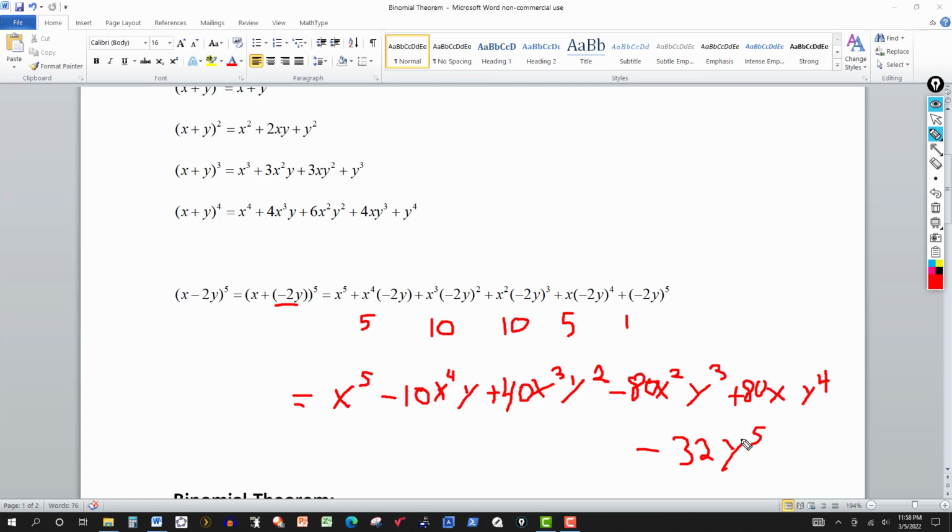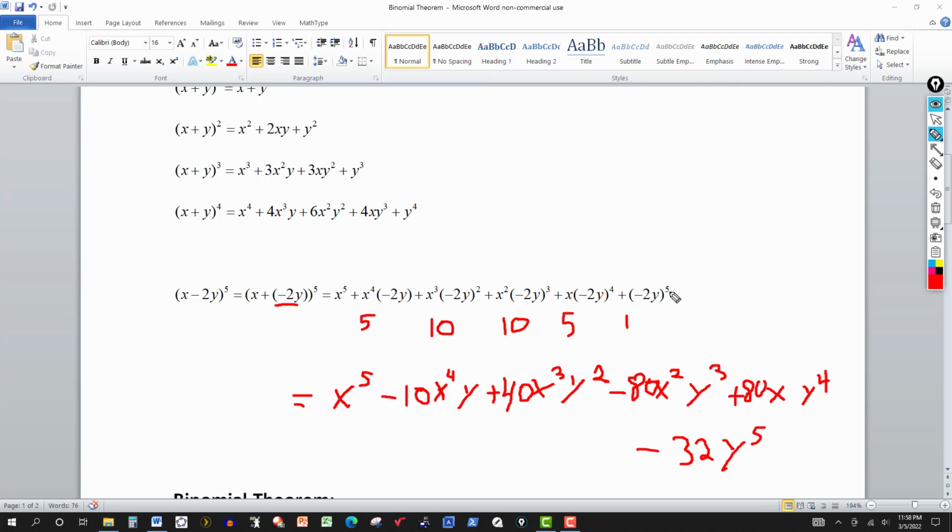So that's the expansion. So again, to get the main part of the term, we just use the fact that the exponent on the first term decreases by 1 all the way to the end. And on the second term, the exponent increases. So we go x to the 5th, then x to the 4th, to the 3rd, to the 2nd, to the 1st, and then to 0. And on the -2y, it increases from 0 to 1, to 2, to 3, to 4, all the way to the last term, which is 5.